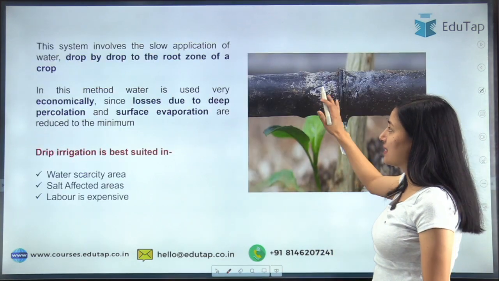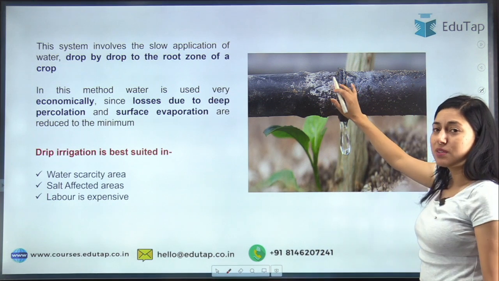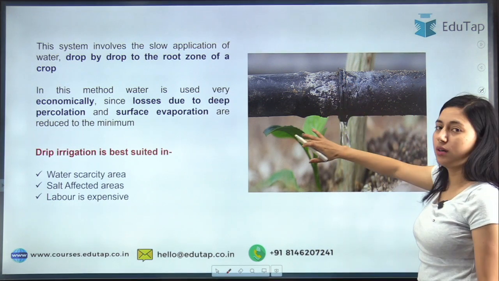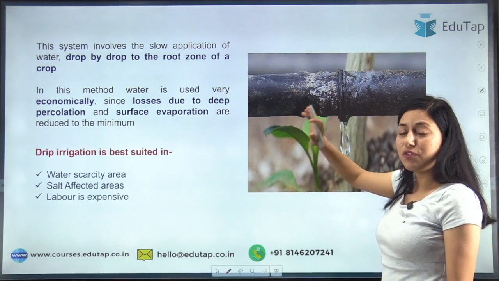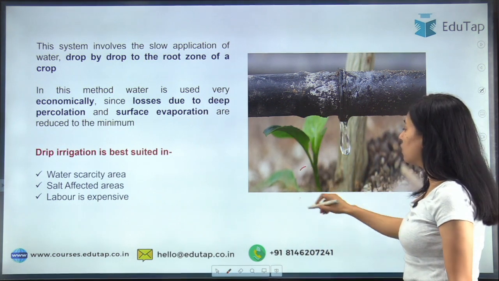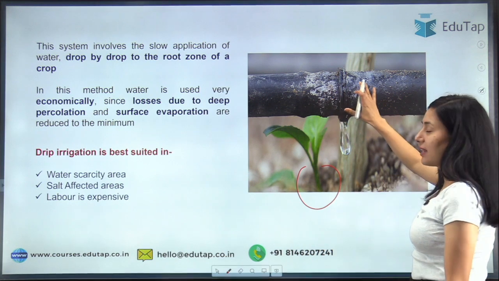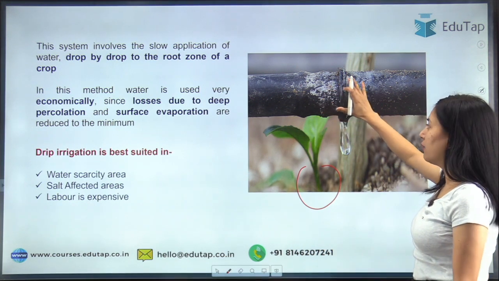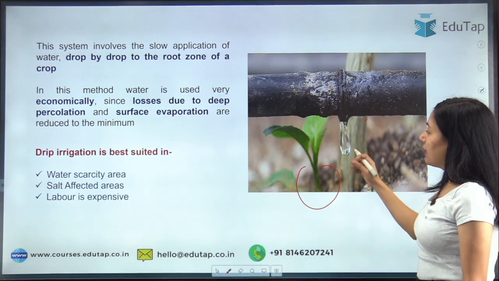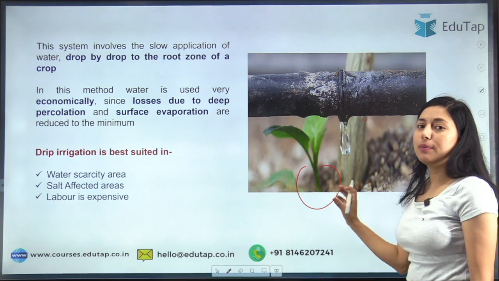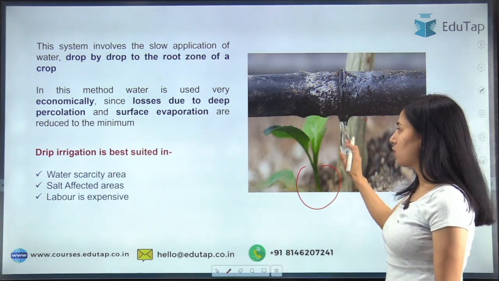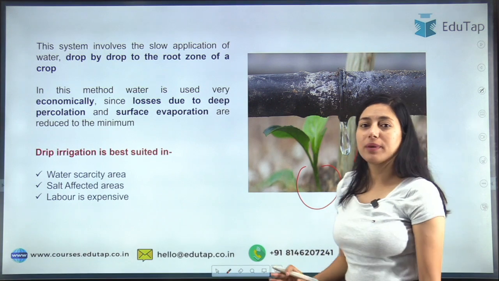Students, in your drip irrigation system, we are slowly providing water drop by drop to the root zone. In your drip irrigation, drippers are installed, the mechanical devices we are talking about, and they keep giving water drop by drop to the root zone. So this method is very economical.